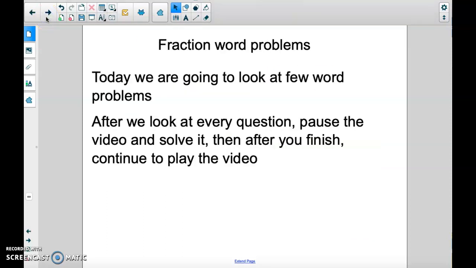So today, we are going to transition from just solving fraction problems to now putting them into word problems. So we're going to look at a few and solve a few. After we look at a question, I want you to pause the video, solve it, draw your model, write your equation, and then hit play to watch how we solve it together, okay?